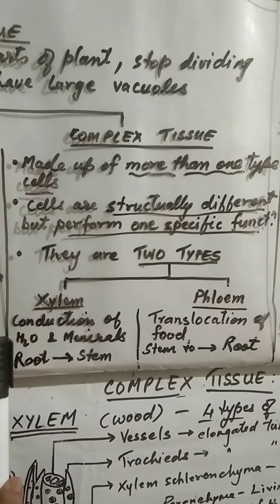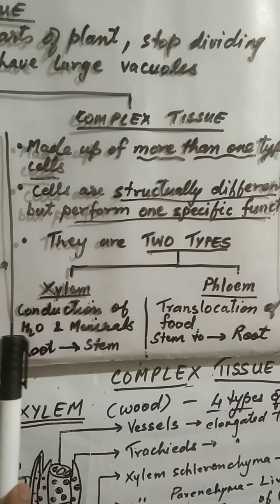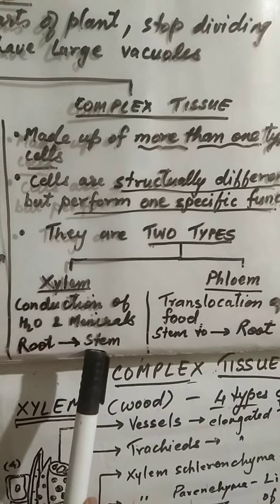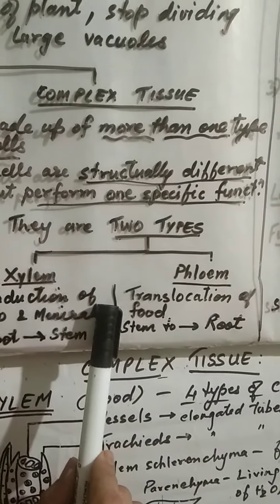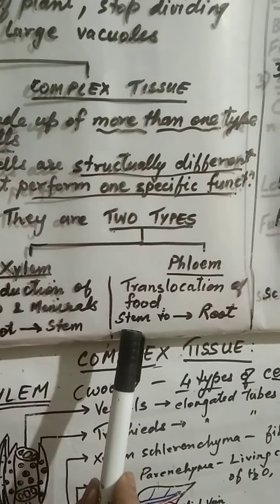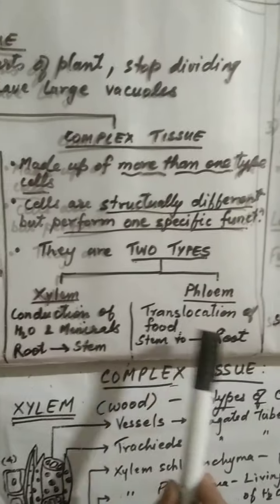You know what is the function of xylem? It helps in the conduction of water and minerals from root to the stem. And the function of phloem is it helps in the translocation of the food from stem to the root. Now let us see simple tissue.